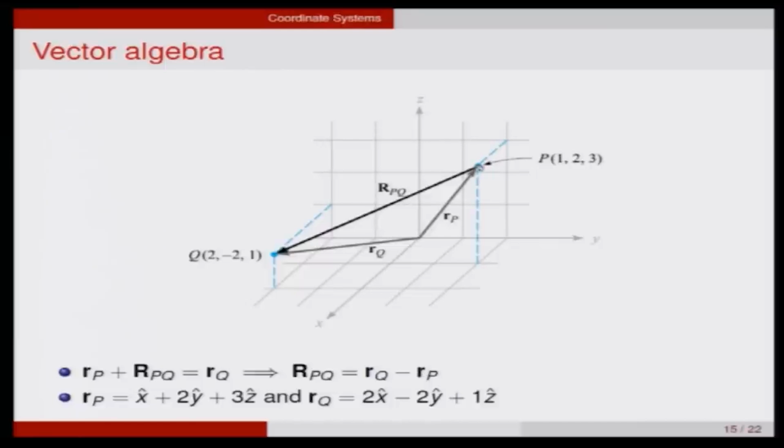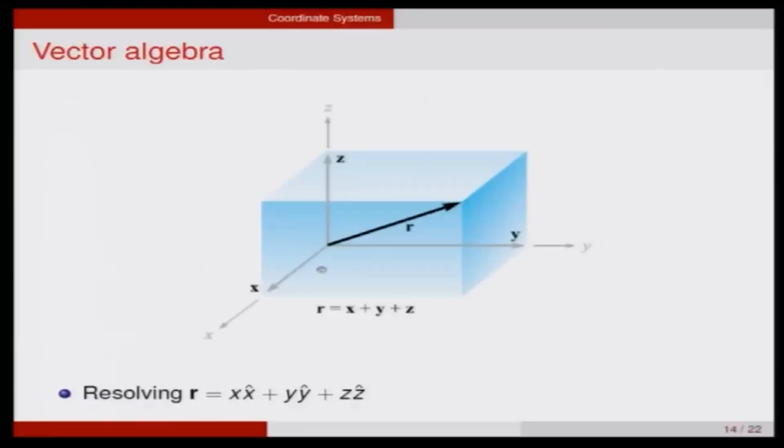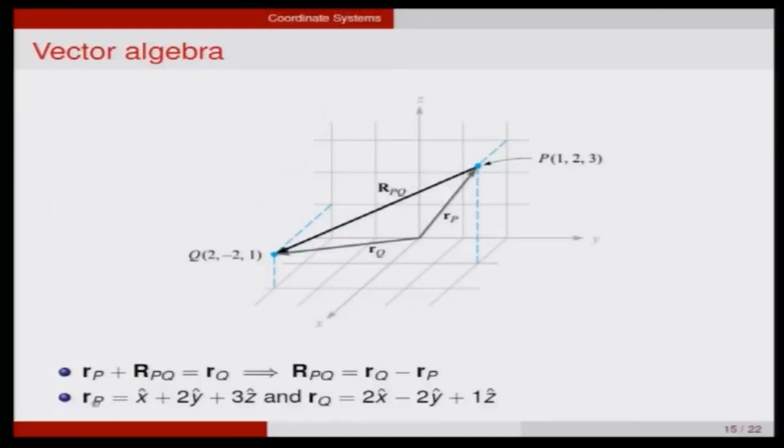The vector r is represented by giving its 3 components x, y and z, which are x x hat, y y hat and z z hat. Therefore, rp can be written as 1 into x hat, which is just x hat, plus 2 into y hat plus 3 into z hat. Similarly, the rq vector will be 2 x hat minus 2 y hat plus 1 z hat.